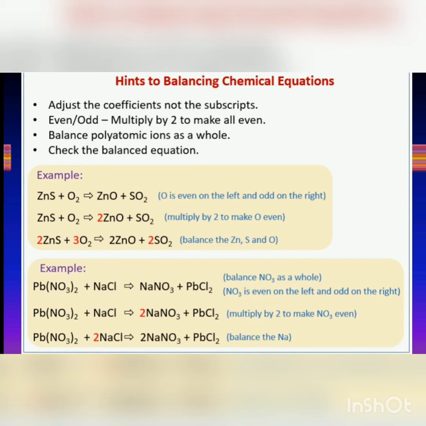If you see the example shown below, in the second example here, lead nitrate, Pb(NO3)2. Here NO3 should be taken as a whole. You take it as one entity. And NO3, on the left hand side, there are two NO3s, that is an even number of NO3 on the left hand side. Whereas on the right hand side of your equation, NaNO3, that is just one NO3.